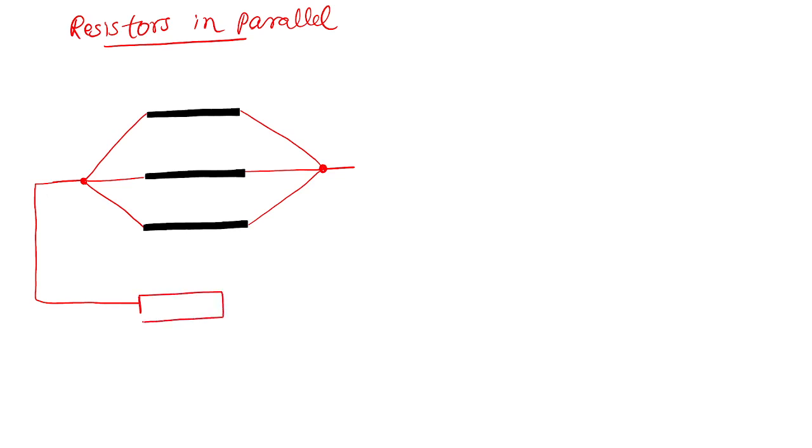There is a battery here. This is connected like this. The battery voltage is, let it be V. Each of them has resistors R1, R2, R3, R4, etc. This type of connection is said to be a parallel connection.